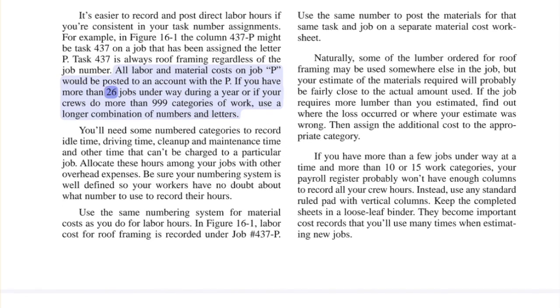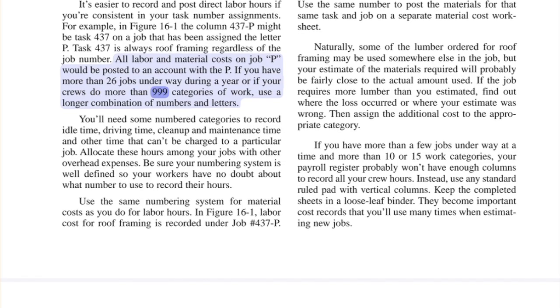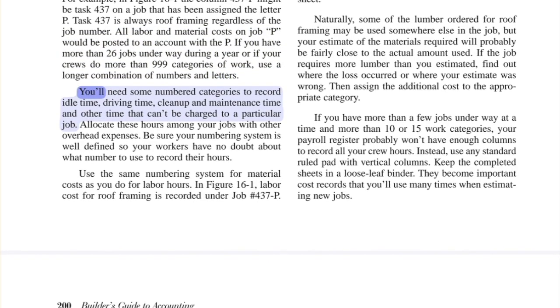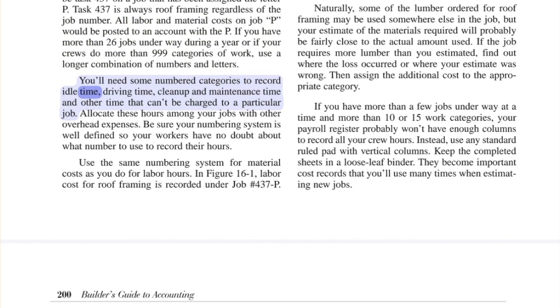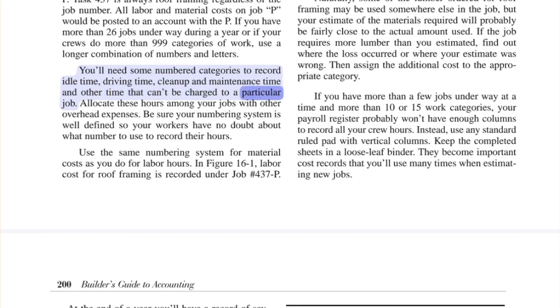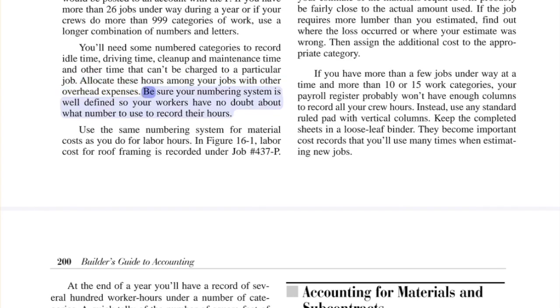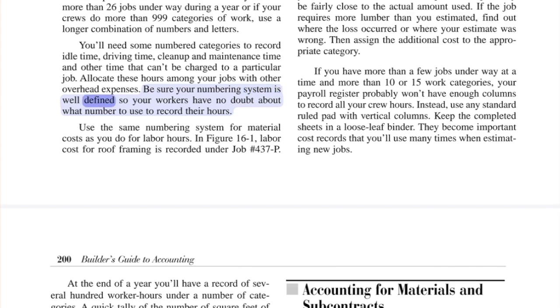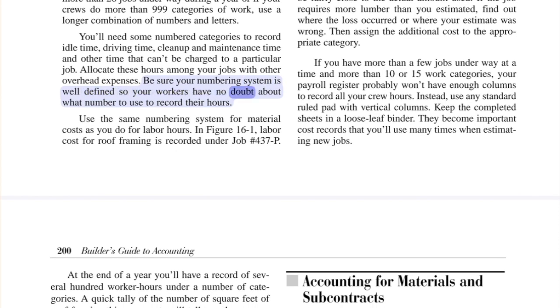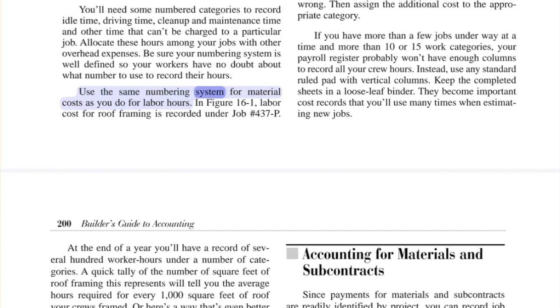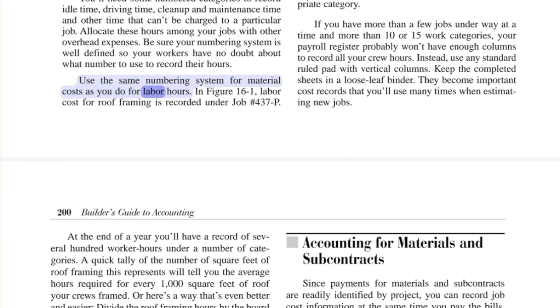If you have more than 26 jobs underway during a year, or if your crews do more than 999 categories of work, use a longer combination of numbers and letters. You'll need some numbered categories to record idle time, driving time, cleanup and maintenance time, and other time that can't be charged to a particular job. Allocate these hours among your jobs with other overhead expenses. Be sure your numbering system is well defined so your workers have no doubt about what number to use to record their hours. Use the same numbering system for material costs as you do for labor hours.